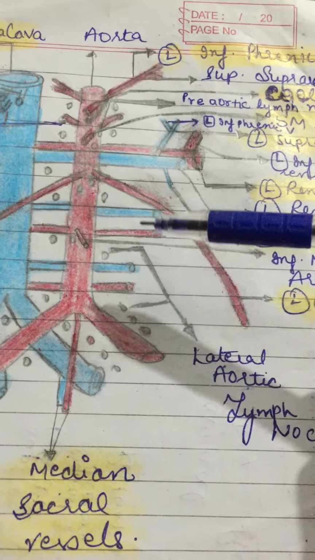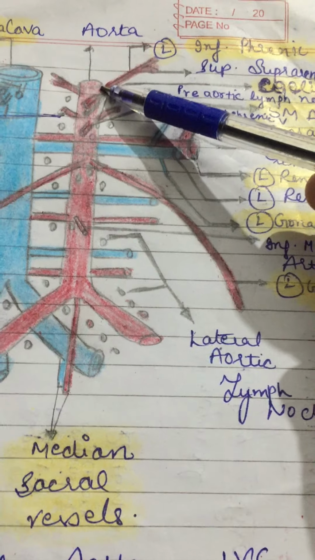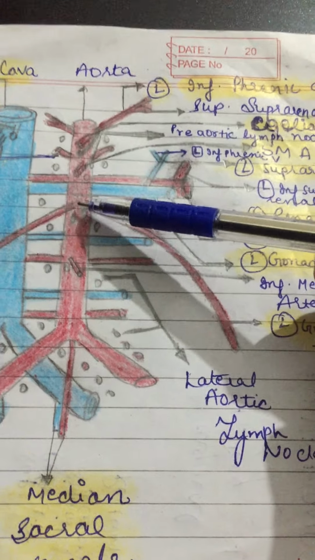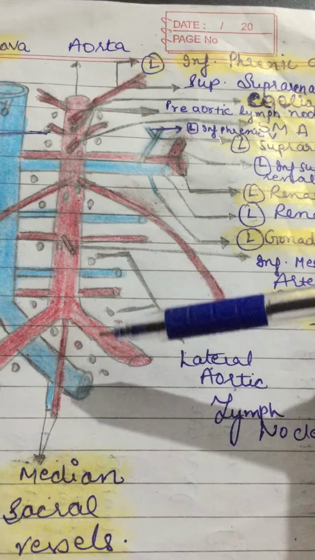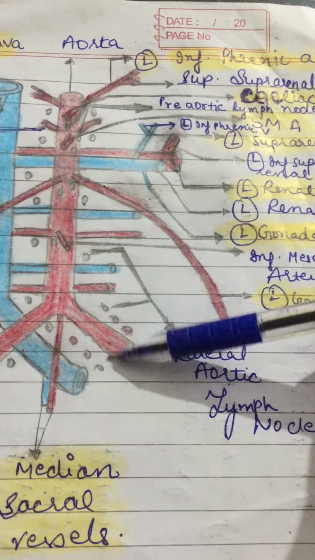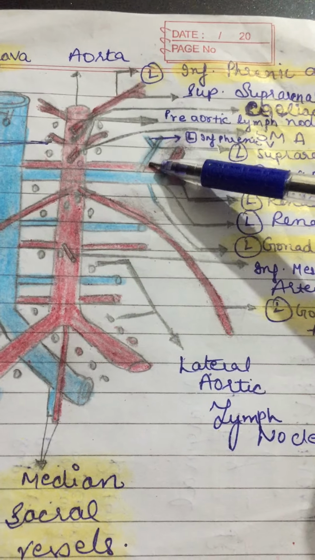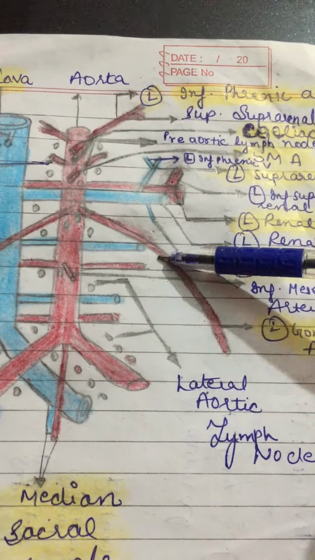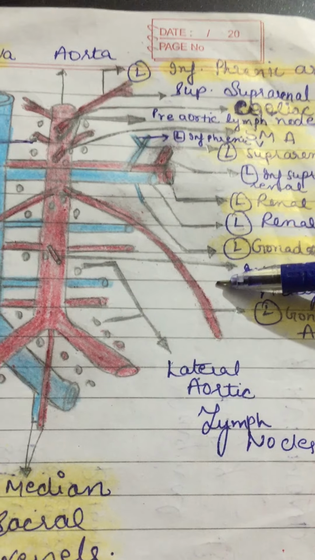So the abdominal aorta begins in the midline at the aortic opening of the diaphragm. We have three openings in the diaphragm: VOA, voice of America, that is vena cava opening, esophageal opening and aortic opening. These three are at T8, T10 and T12 level. So vena cava at T8, esophageal at T10 and aortic at T12 vertebra.